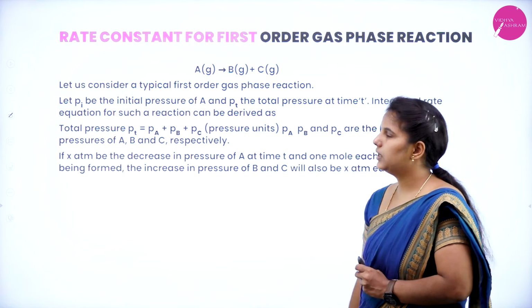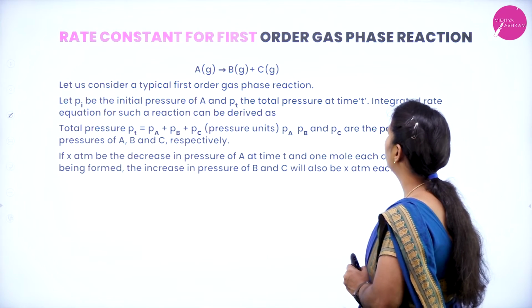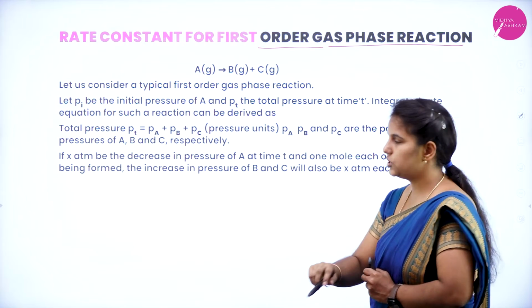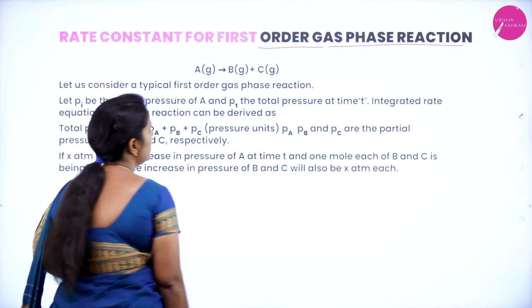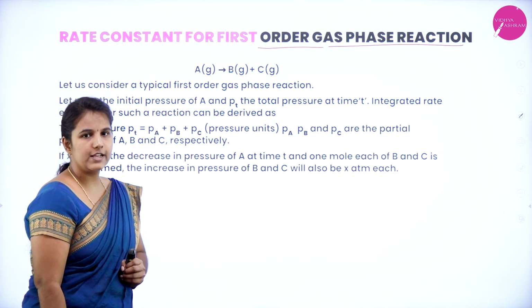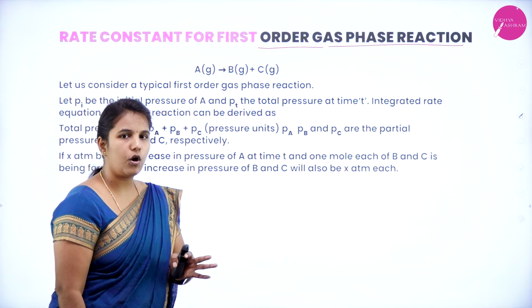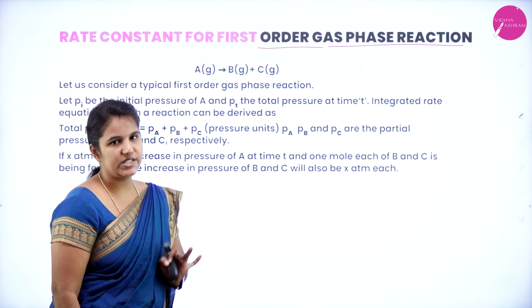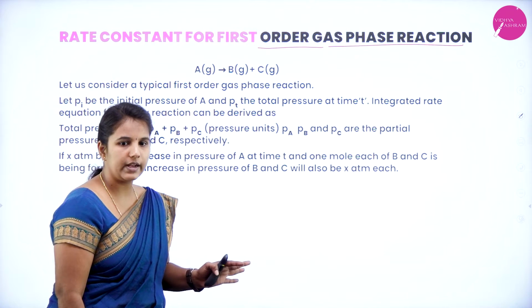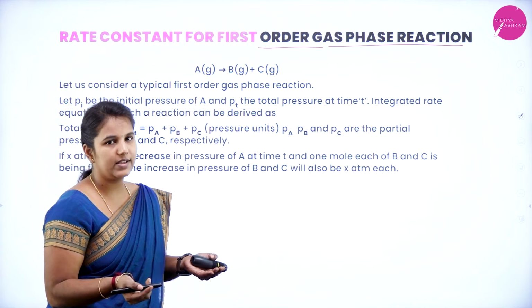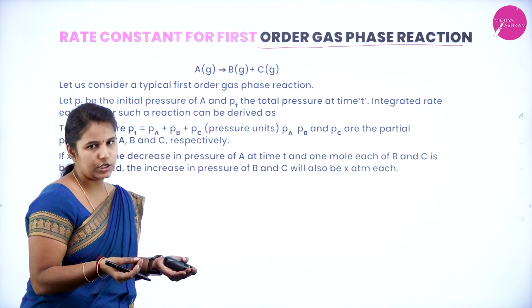Next, we'll see the rate constant for the first order gas phase reaction. What does a gas phase reaction indicate? Here, both the reactant and the product should be present in the gaseous state. Understood? Both the reactant and the product must be present in the gaseous state. Only then can we say it is a gas phase reaction.